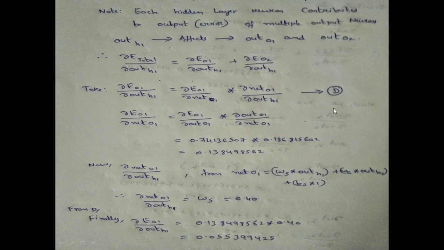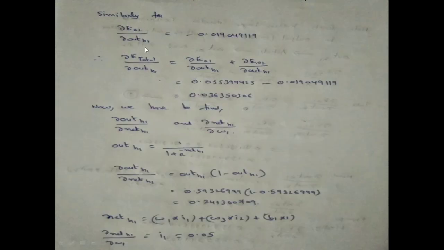Finally, from this equation, we now have this value and this value. So we are calculating the change in the error energy of the output neuron 1 with respect to the change in the output value of the hidden neuron 1. We substitute this value and this value, and we get 0.0553999425. So here we have calculated the error energy for the output neuron 1. Similarly, we can calculate the error energy for the output neuron 2 also. So we got this value.